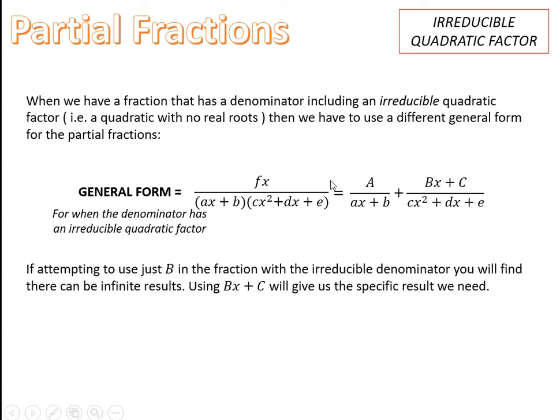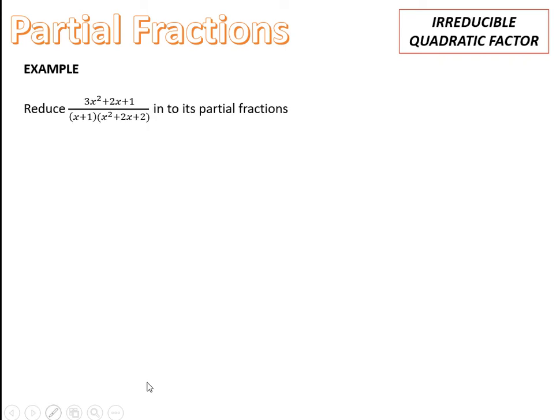So this is what you're looking out for. You're looking out for when you have, in your denominator, a quadratic part that can't be reduced any further, in which case the form of your partial fractions, okay, will have a bx plus c on top of the part that's still quadratic, okay? So we'll go through an example with you just now.